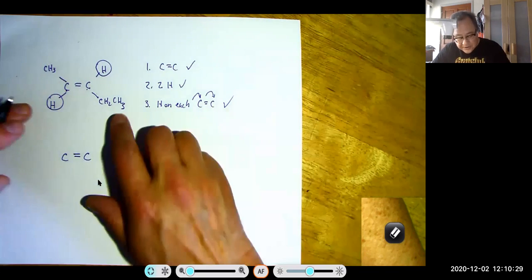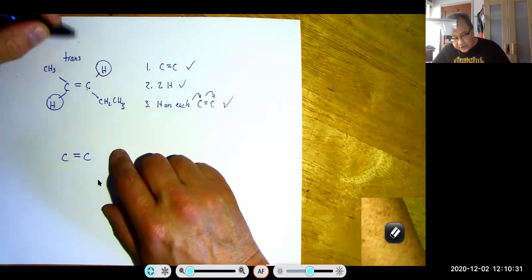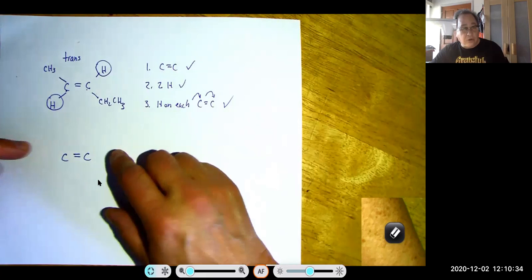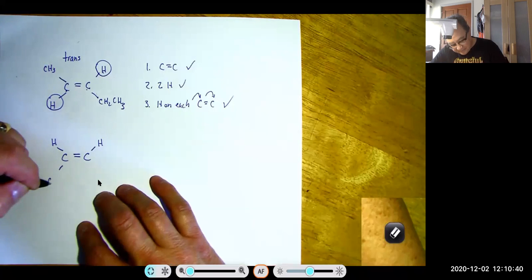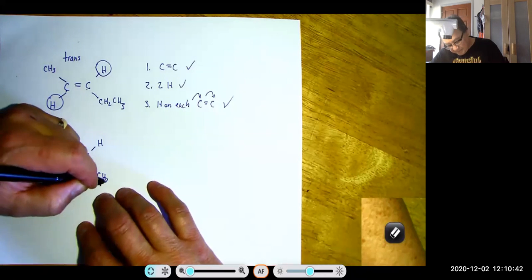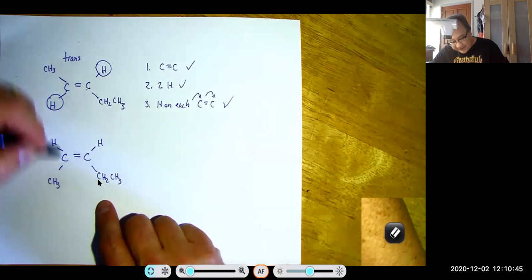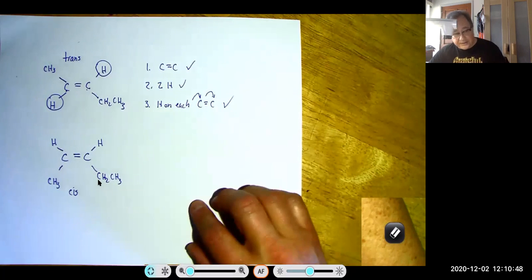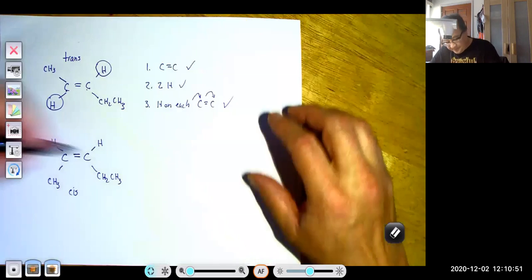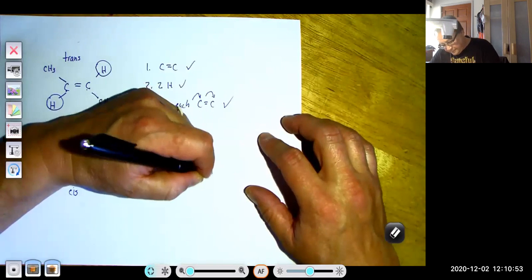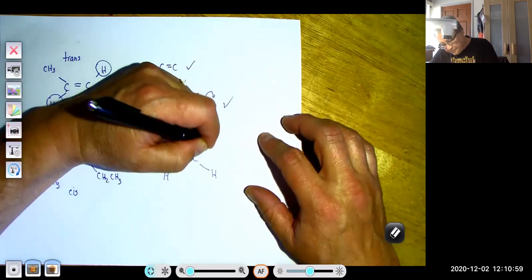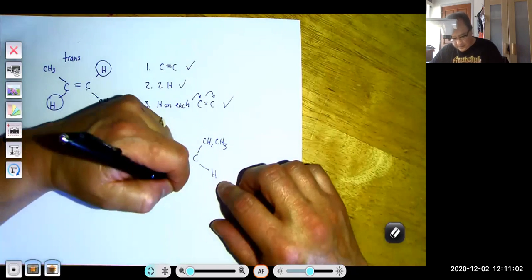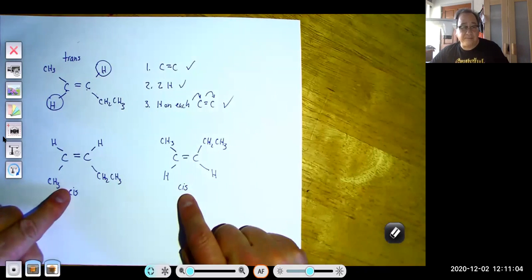So this one happens to be the trans because the hydrogens are on opposite sides. How do we draw the cis? There are 2 ways to do it. This is cis, and the other way we could draw the cis would be this way. These 2 molecules are in fact the same. We've drawn both hydrogens on the same side.